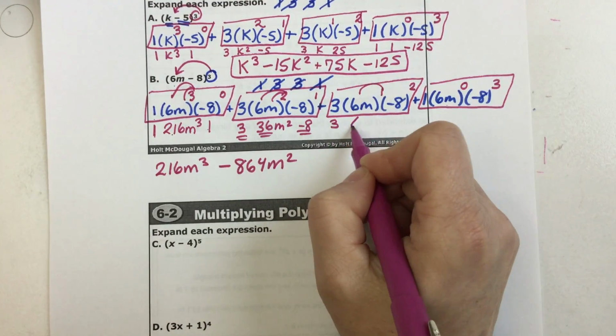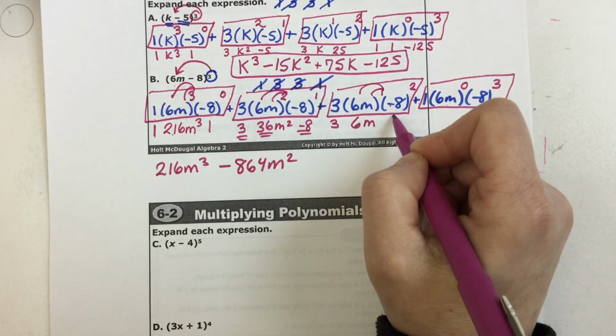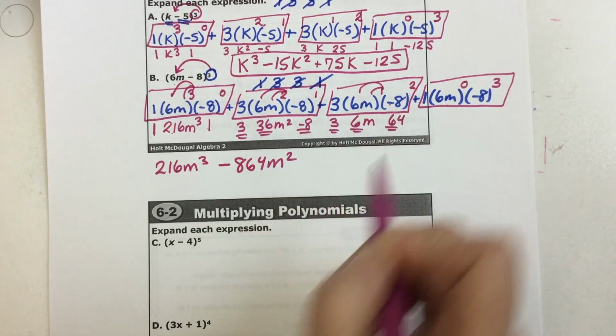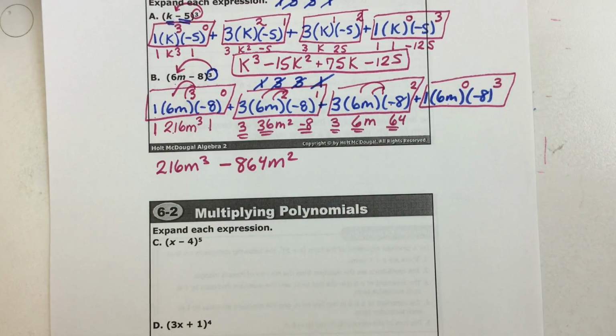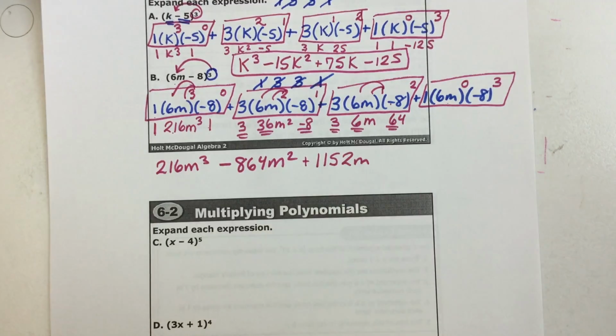3. 6 to the power of 1 is 6. m to the power of 1 is m. Negative 8 squared, negative 8 times negative 8 is 64. Multiply the 3, the 6, and the 64. 3 times 6 times 64, that is positive 1,152 m.